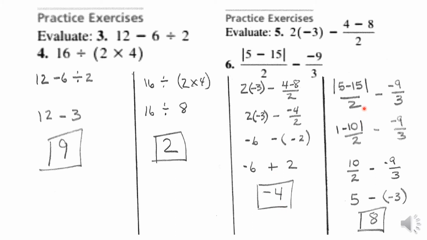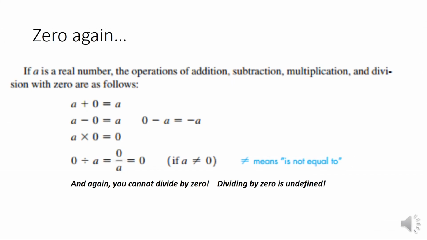Here you do the absolute values and the quotients first. And so what you get is the absolute value of 10 over the absolute value of minus 10 over 2 is 10 over 2 is 5, and this becomes minus 3, and a minus is a plus, and so we get 8. Again, if you have questions, please ask about those things.